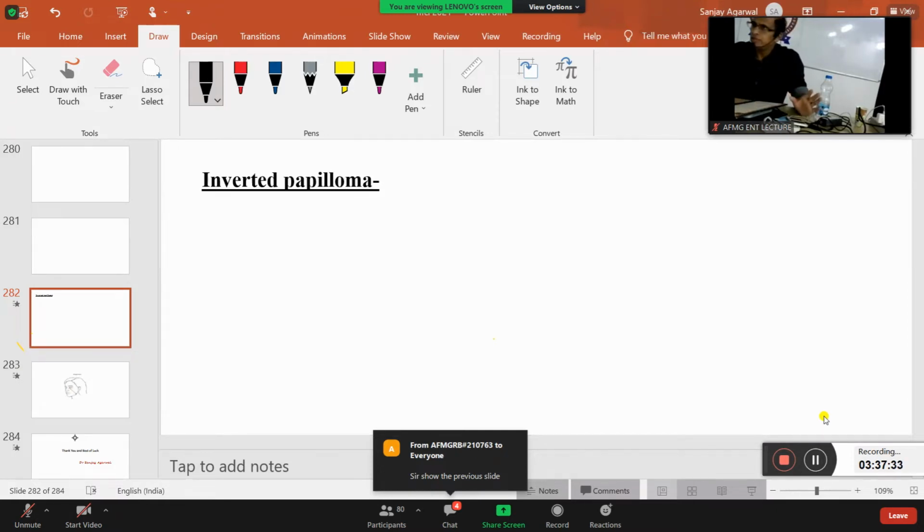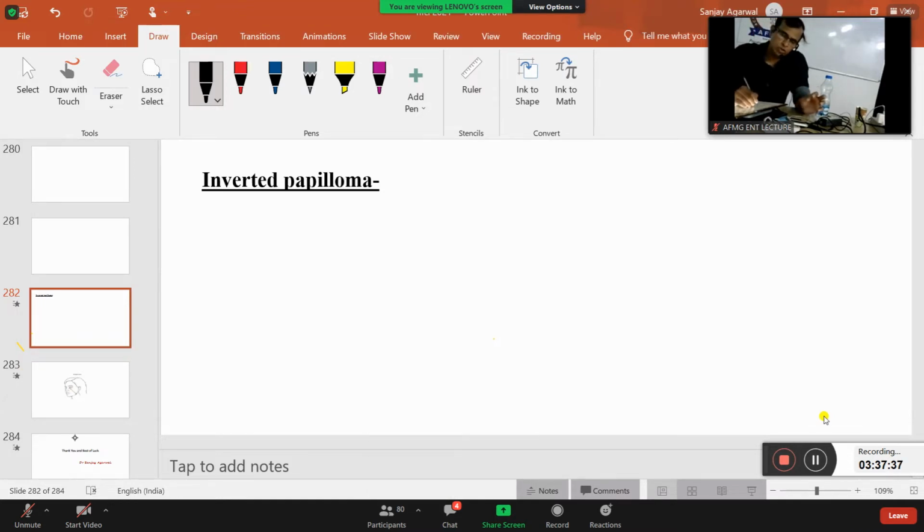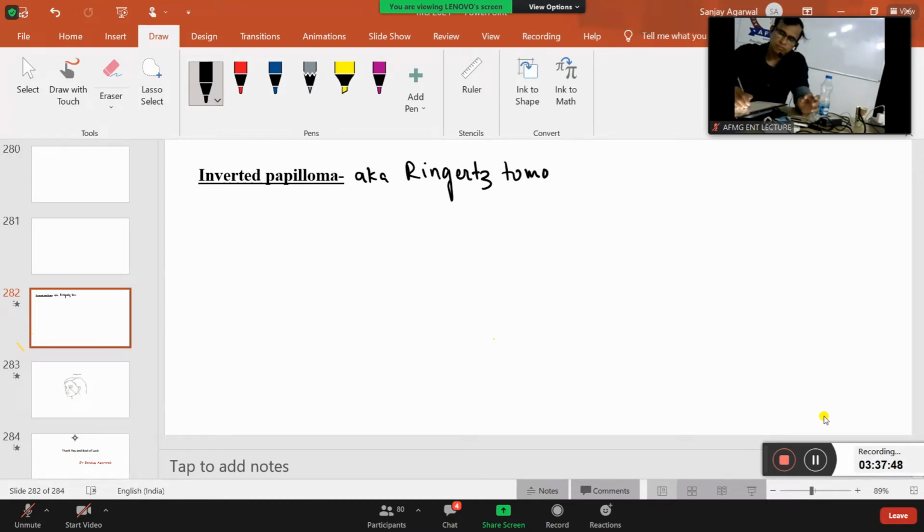There are three questions only about inverted papilloma. Only 3 points. One is the other name. It's called Ringer's tumor. And this name is a very important name. Ringer's tumor, the other name for inverted papilloma, is a very, very important MCQ.